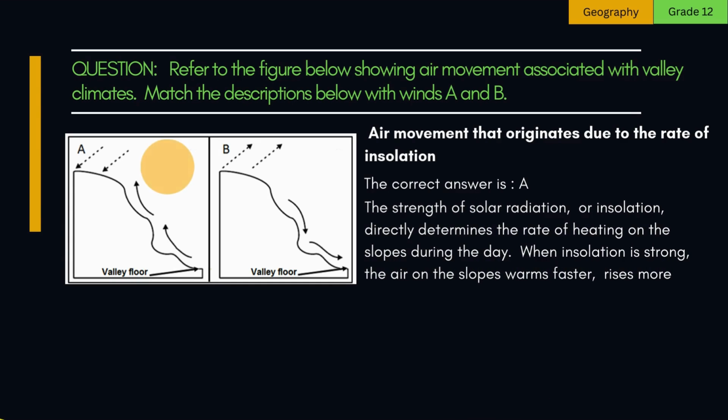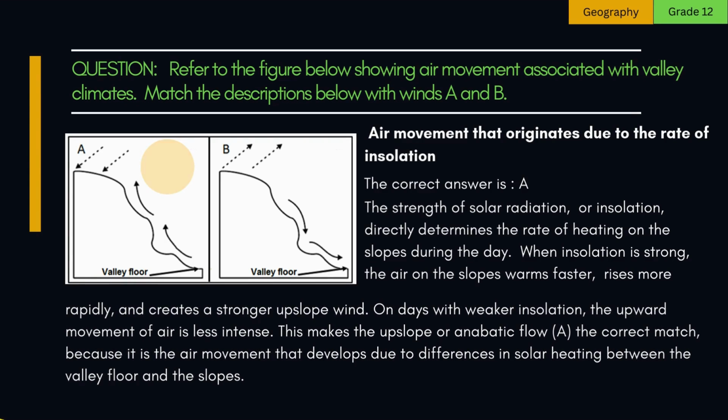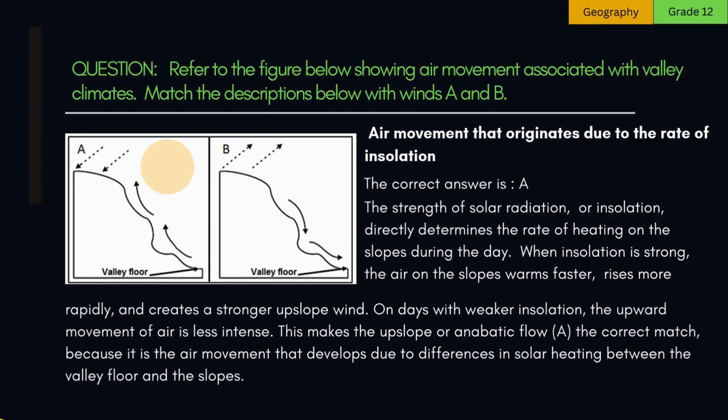The strength of solar radiation, or insolation, directly determines the rate of heating on the slopes during the day. When insolation is strong, the air on the slopes warms faster, rises more rapidly, and creates a stronger upslope wind. On days with weaker insolation, the upward movement of air is less intense. This makes the upslope or anabatic flow, A, the correct match, because it is the air movement that develops due to differences in solar heating between the valley floor and the slopes.